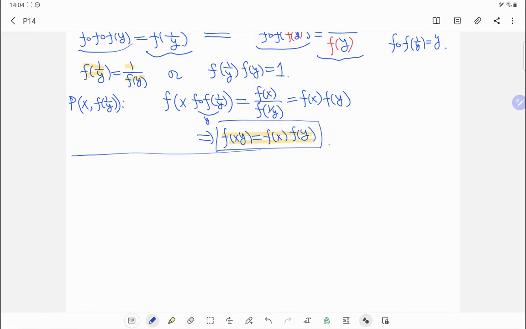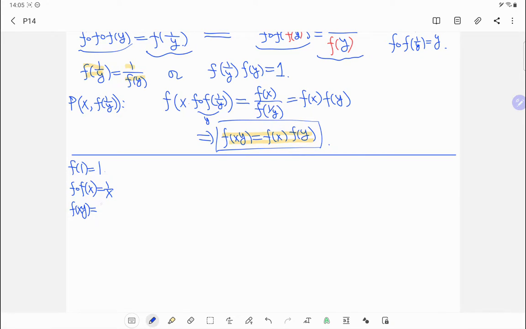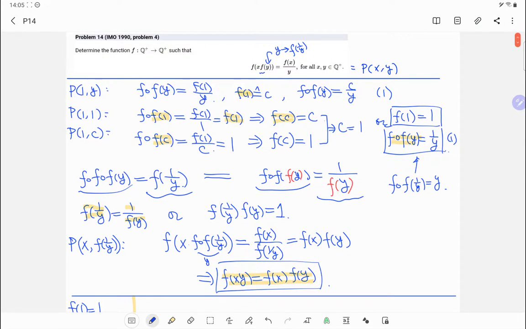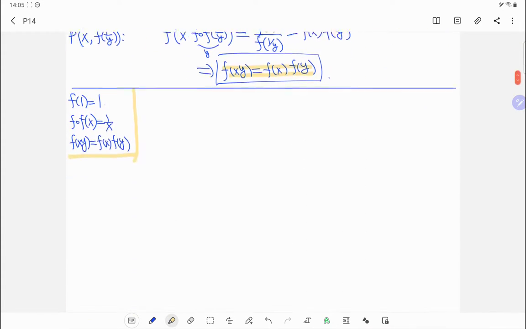So let's try to summarize it here. The first one is f of 1 to be 1. And the second one is f of x equals 1 over x. And then we have f of xy equals f of x times f of y. So we have these three useful equations here. Okay, and of course we would like to find the function from positive rational numbers to positive rational numbers.